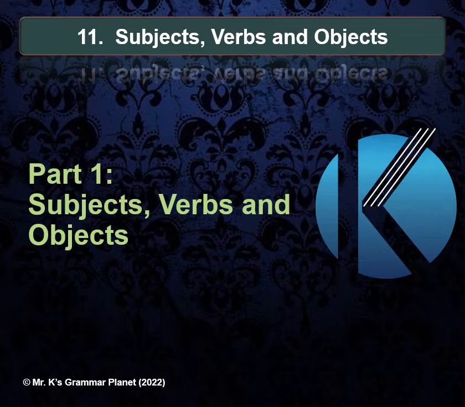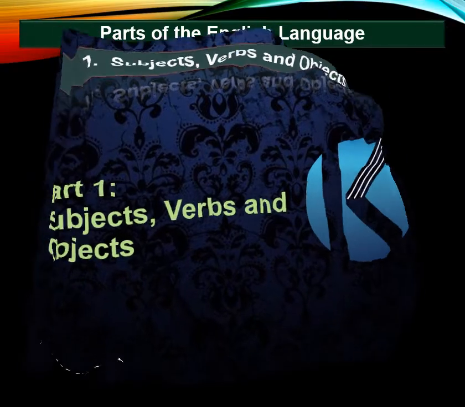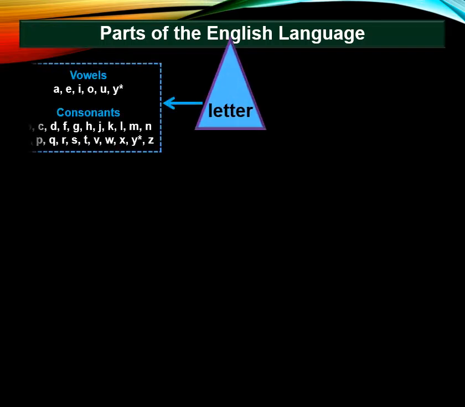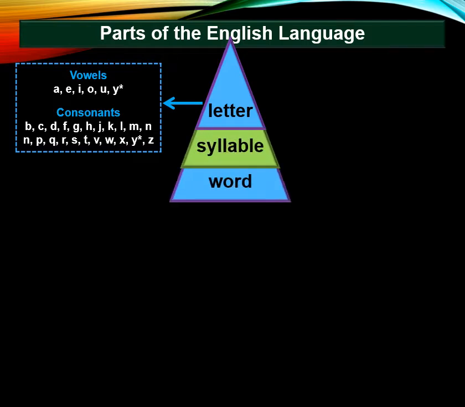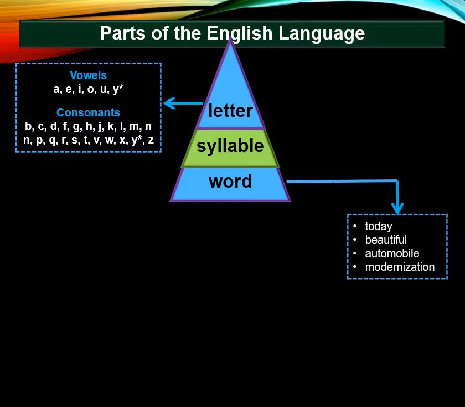Now let's go over part 1, subjects, verbs, and objects. First, let's review the parts of the English language. English starts with letters. There are 26 letters in English. They're divided into vowels and consonants. Then you have syllables and words. Words are the basic building blocks of language communication.